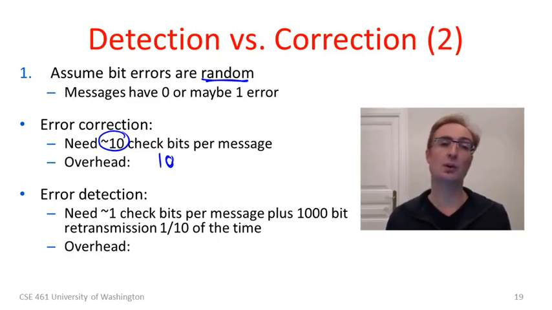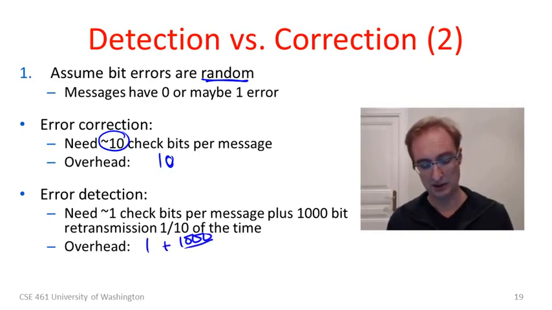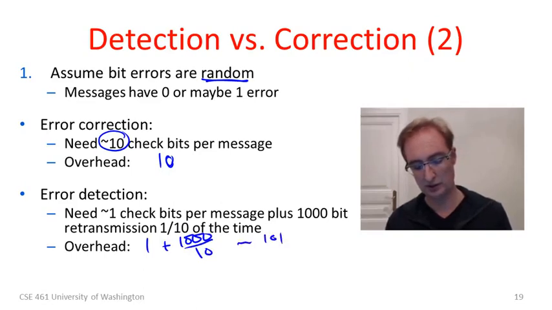But then, of course, if there was an error, and this will happen maybe 1/10 of the time, if messages are 1,000 bits and we're going to have an error every 10,000 bits or so, then 1/10 of the time we're going to have to retransmit that message, and we'll have to send 1,000 bits to retransmit it. This is a rough approximation, but it is going to get us close enough. The overhead then will roughly be 1 check bit plus 1,000 bits, 1/10 of the time. That's 100. Just call it 101 check bits.